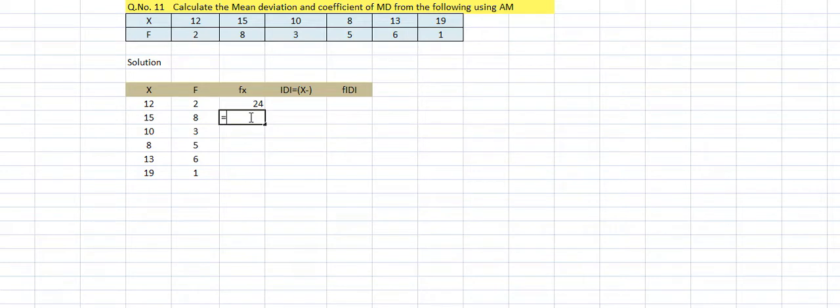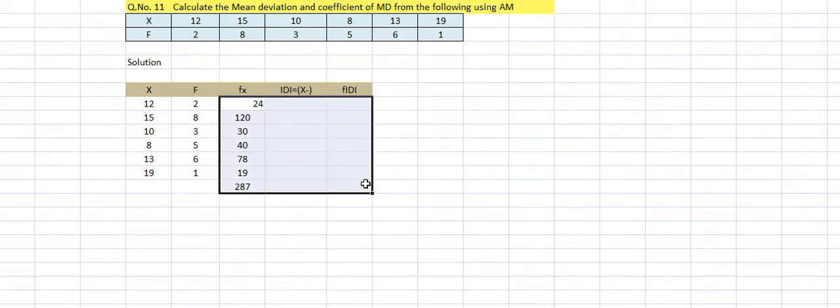So 12 into 2. Like that 15 into how much? 8. So you will get the 120. 15 into 8 is 120. Like that 10 into 3 is 30, 8 into 5 is 40, 13 into 6, and so on. So you will get this amount, right? So the sum of this amount is like this. Then move to the next one now.